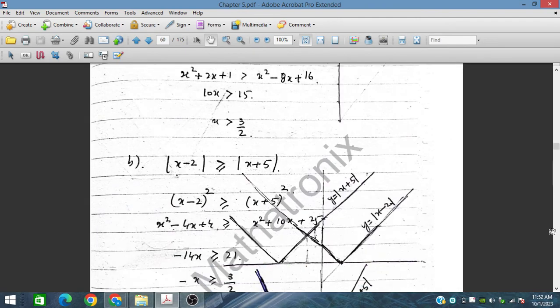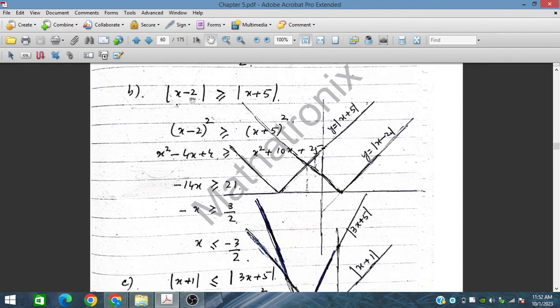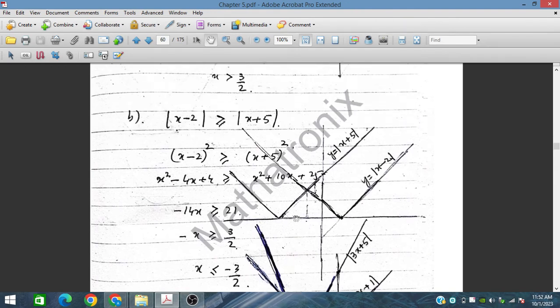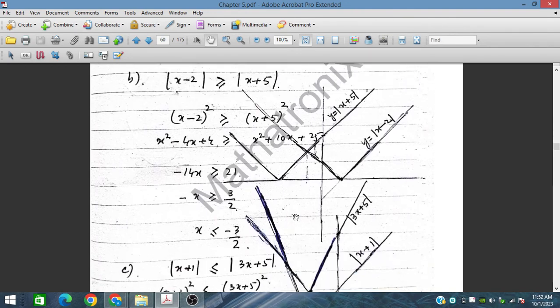Here we have this equation. We have |x - 2| is greater than or equal to |x + 5|. So we take the square on both sides, and from this we have obtained x is greater than 3 upon 2, or x is less than, if we multiply both sides by minus 1, x is less than minus 3 upon 2.